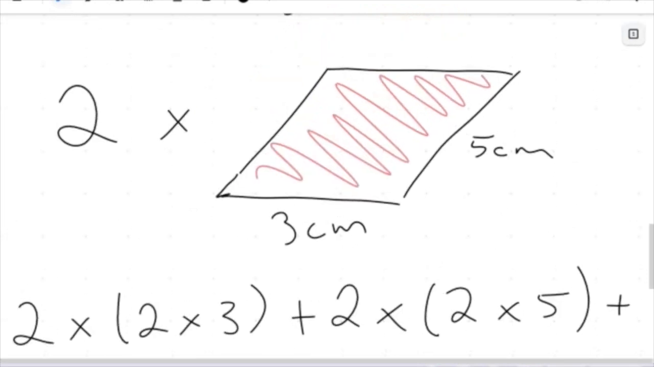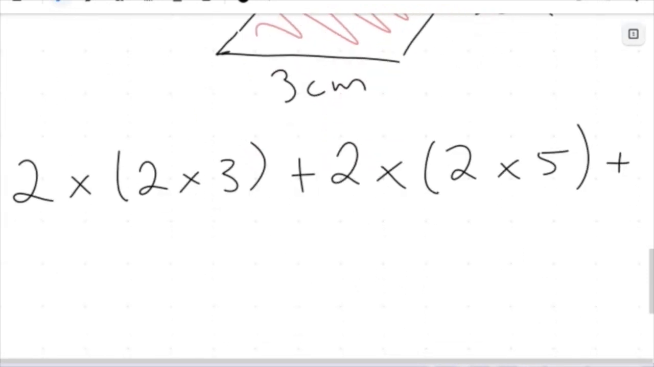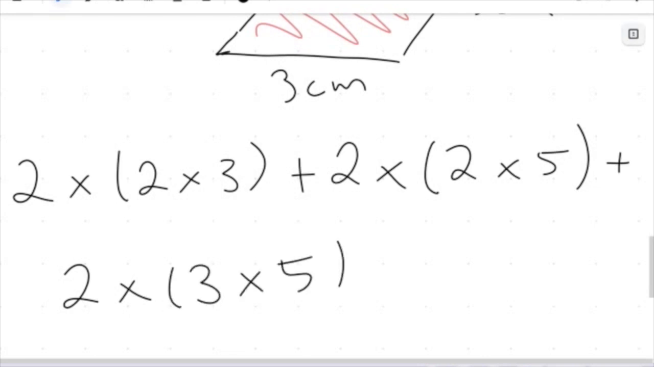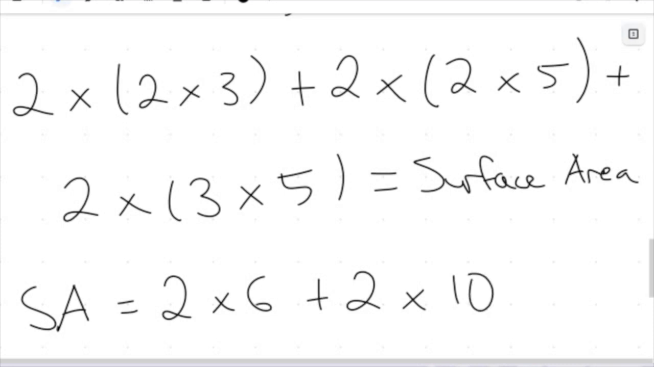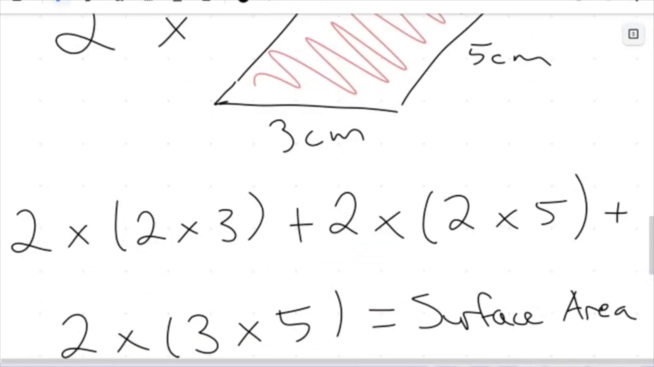And to that, I'm going to add 2 lots of my 3 by 5. And that is going to be my total surface area. So, my surface area is going to be 2 times 6. 2 by 3 is 6. And to that, I'm adding 2 times 10. 10 centimeters squared is the area of my second surface.